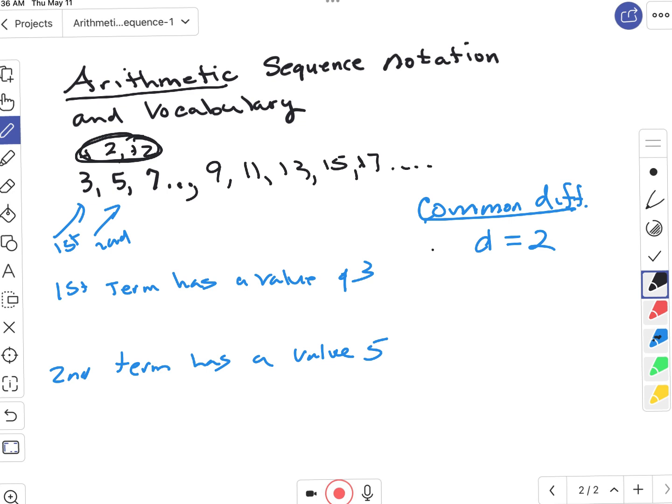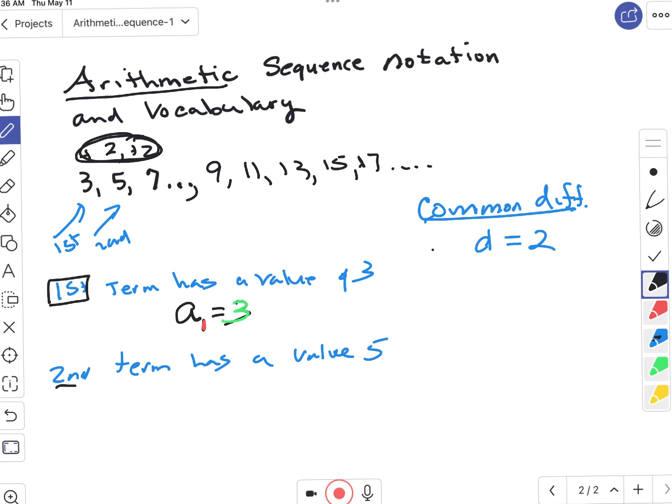Well, a lot of times in mathematics, as you know, we don't like to write a lot of English words. We prefer to write notation that says the same thing. So we use the letter A and we use subscript. If we're talking about the first term, then we use subscript, and then the value of that term is what it's equal to. So this is A sub 1 equals 3, which is just mathematical notation that says the first term has a value of 3.